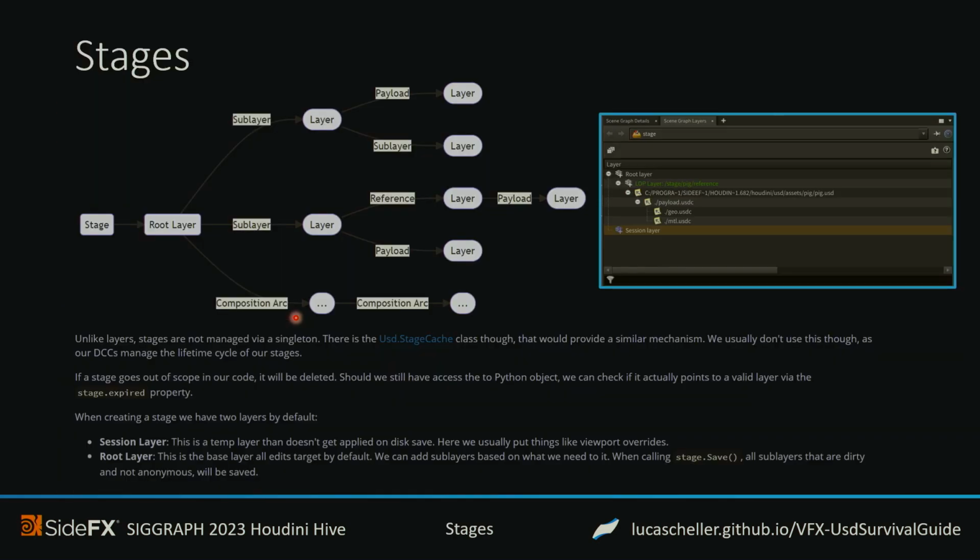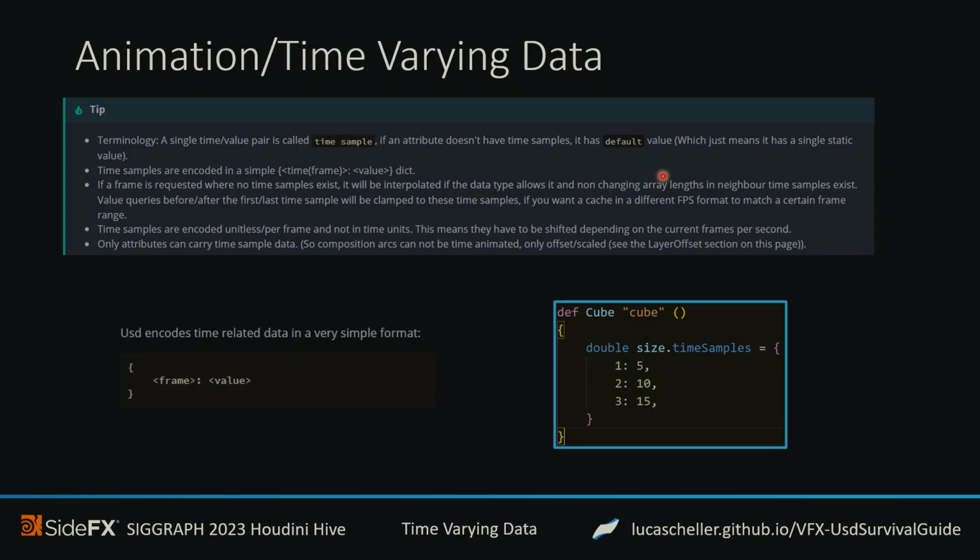So there, layers store your data, and stages are the views. Again, here's a screenshot. You have the session layer. Again, Houdini does this all for you. Then we have the root layer, and on that root layer we link other layers. Very short thing.